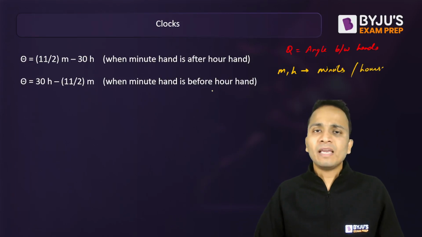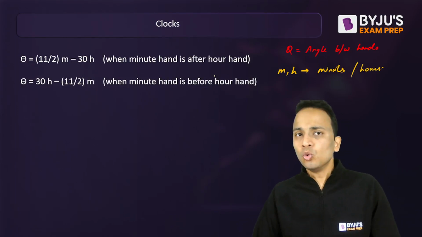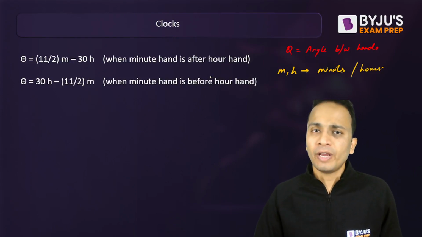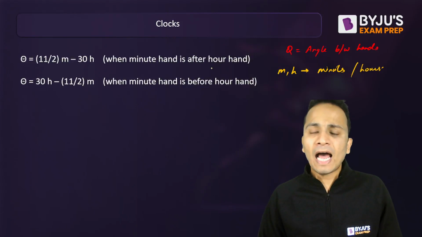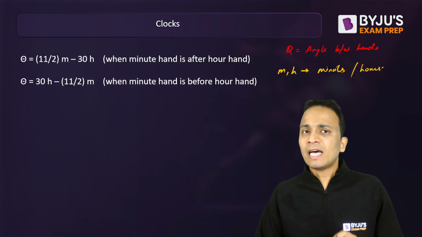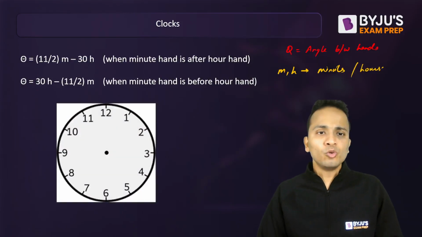So if you are given time as 5:32, so 5 will be the value of h and 32 will be the value of m, for which you can find the angle between the hands, that is theta. All right. Now, I have given you two formulas. Now let us understand in which situation we are going to use which formula.